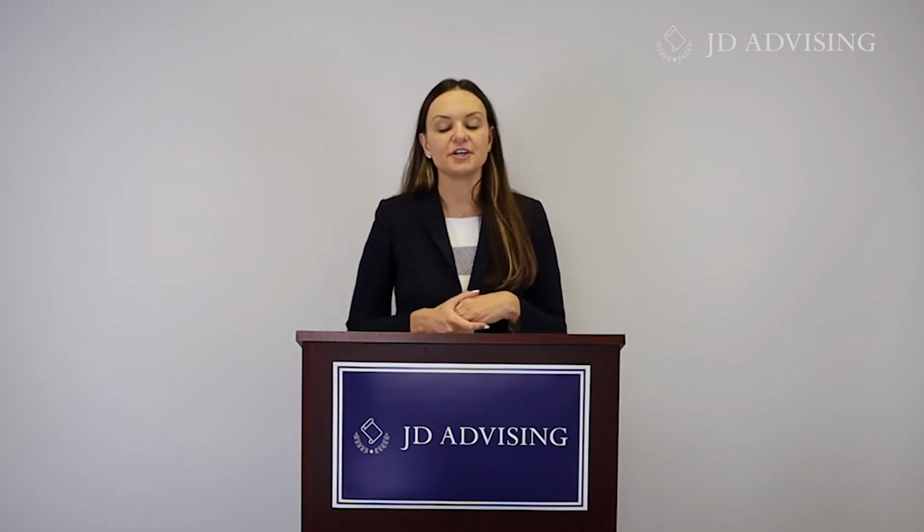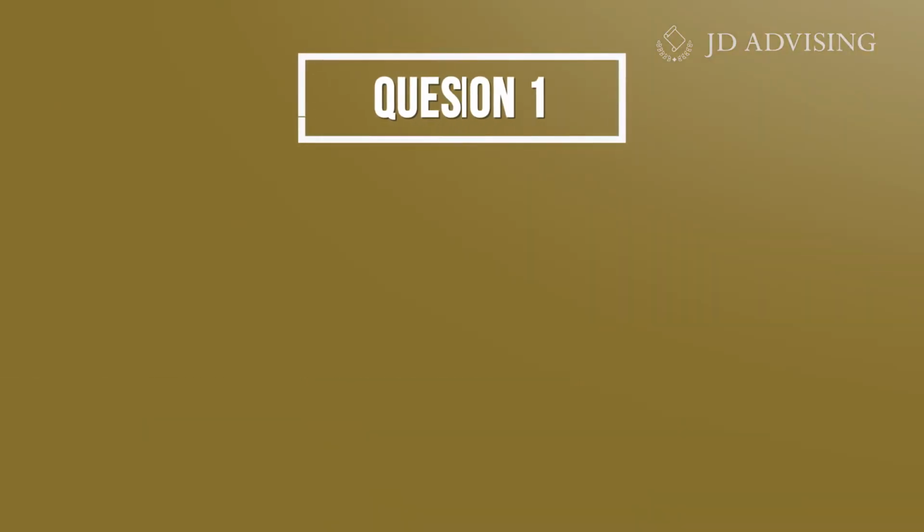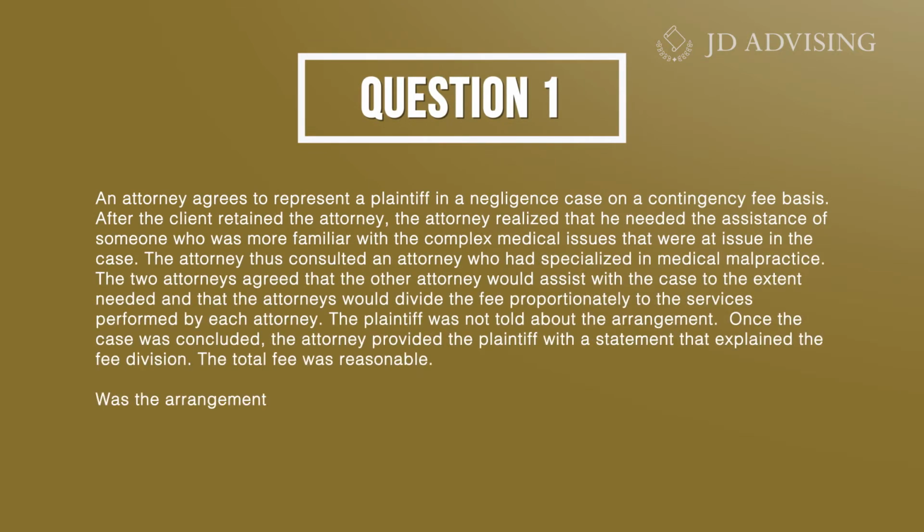So let's turn to question number 1. The facts tell us that an attorney agrees to represent a plaintiff in a negligence case on a contingency fee basis. After the client retained the attorney, the attorney realized that he needed the assistance of someone who was more familiar with the complex medical issues that were at issue in the case. The attorney thus consulted an attorney who had specialized in medical malpractice. The two attorneys agreed that the other attorney would assist with the case to the extent needed, and that the attorneys would divide the fee proportionally to the services performed by each attorney. The plaintiff was not told about the arrangement.